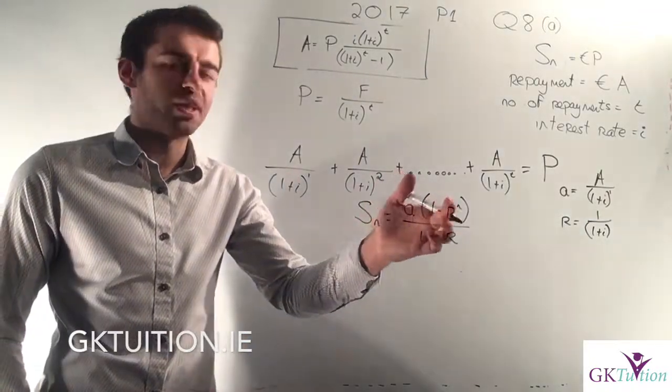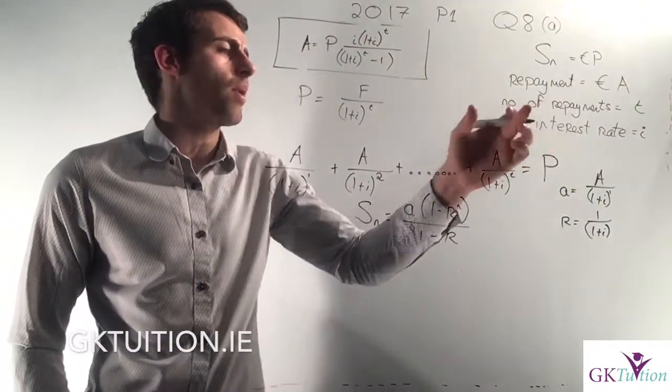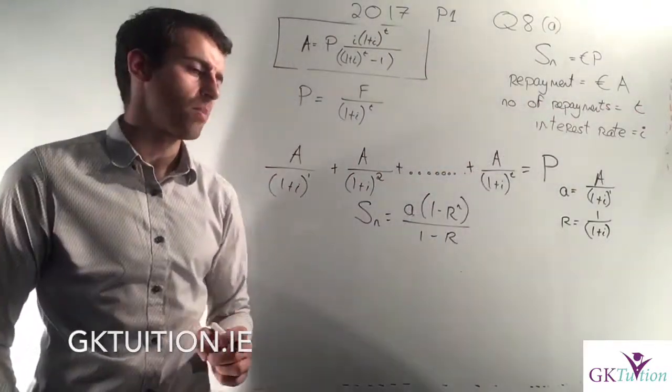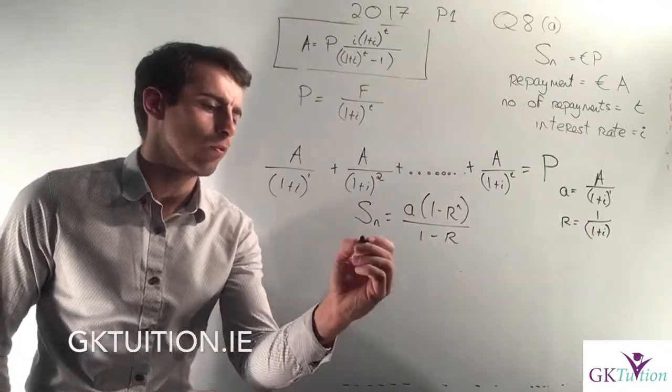And then n represents the number of repayments, or the number of terms, which in this case is just t. So instead of an n, I'm going to sub in a t. So let's just sub straight into our formula here.